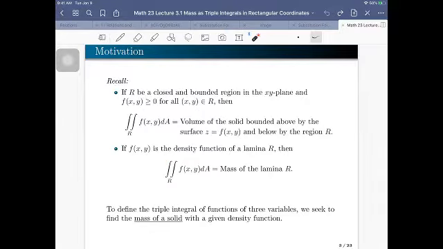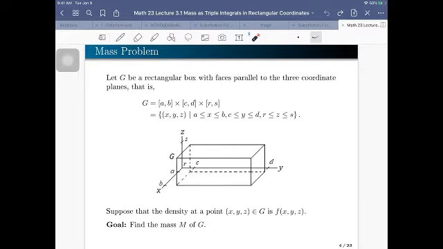Of course, we have the same thing here. We have the same integrand. Here, we will just replace f of xy by f of xyz because we're now in three dimensions, and this will still define the density of the solid at any point xyz. Let's go to the next slide.